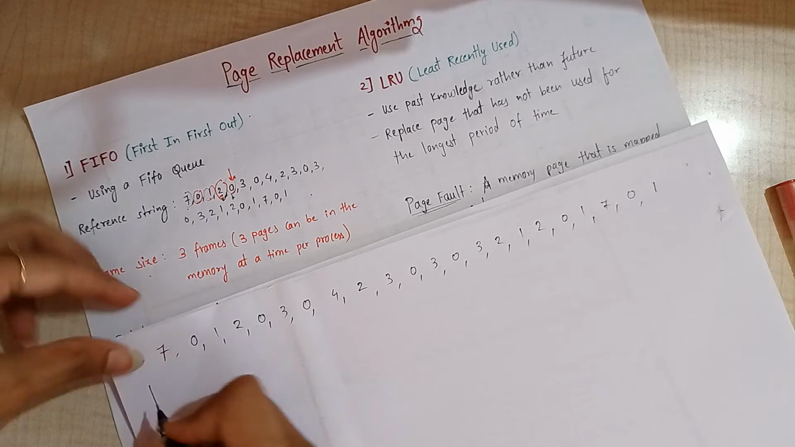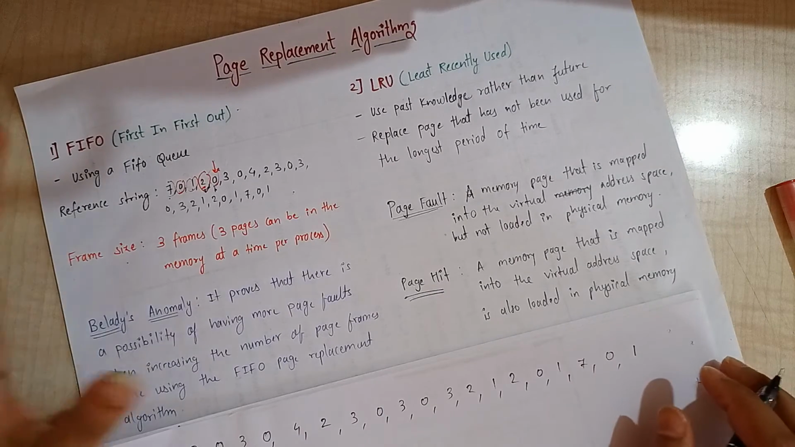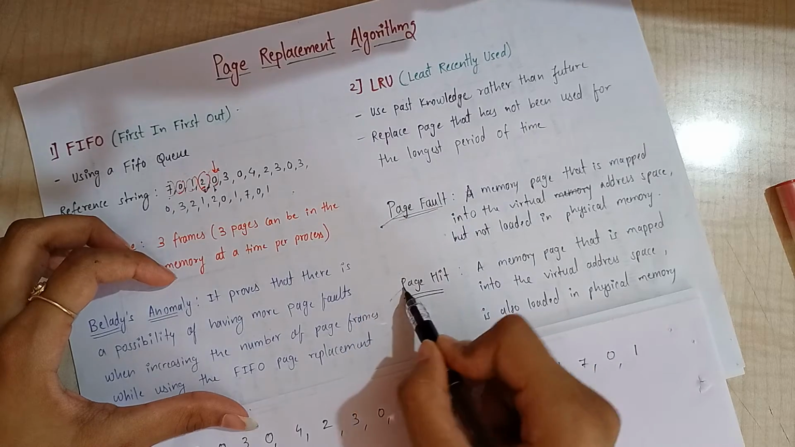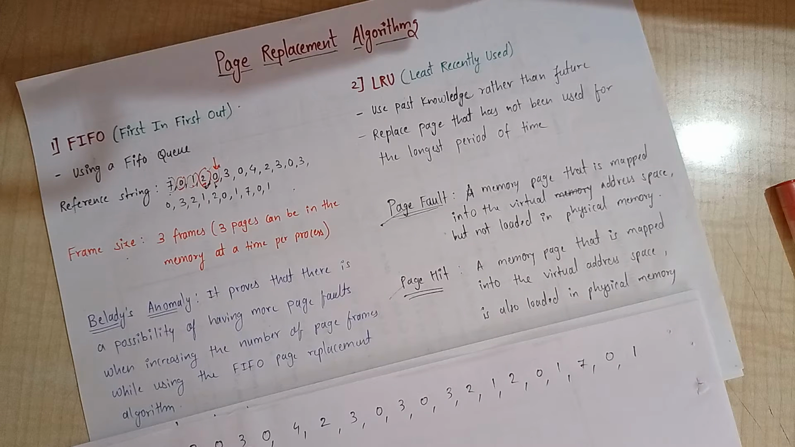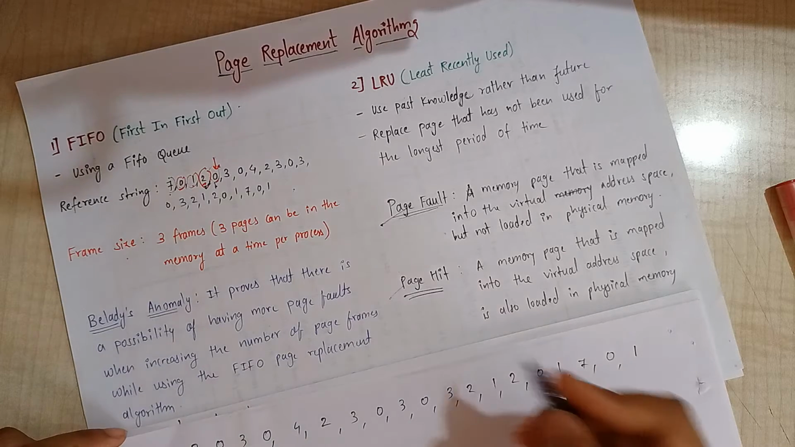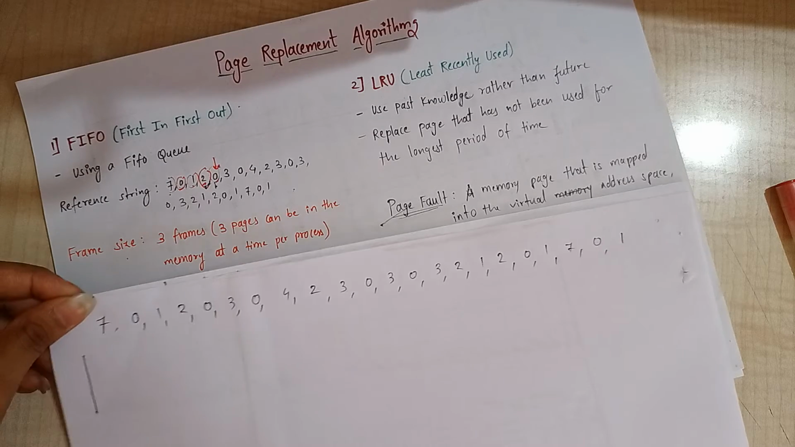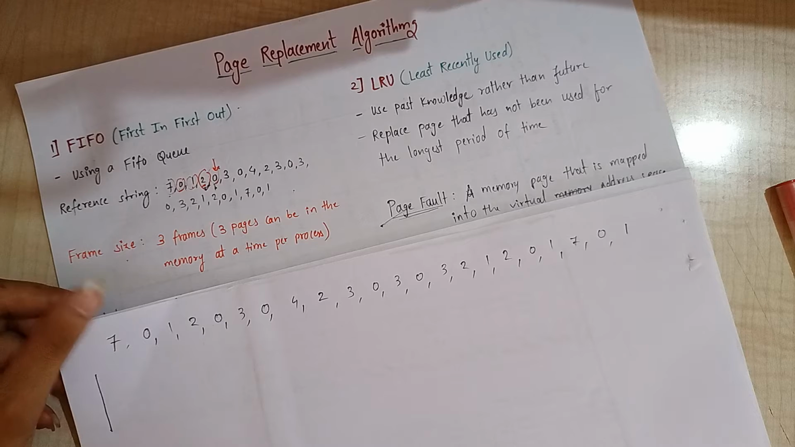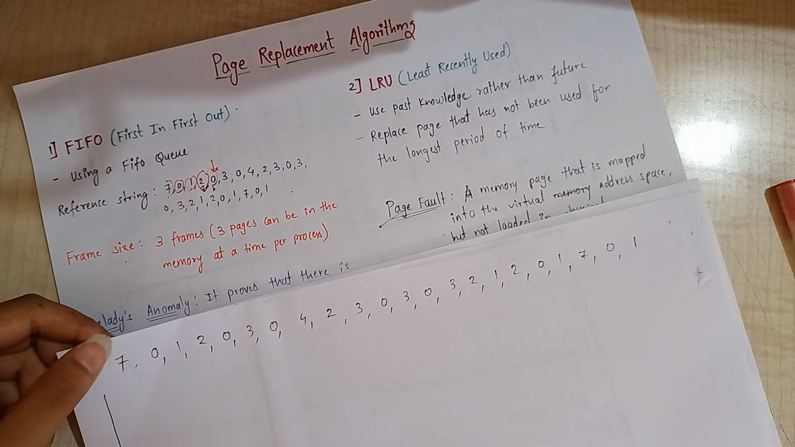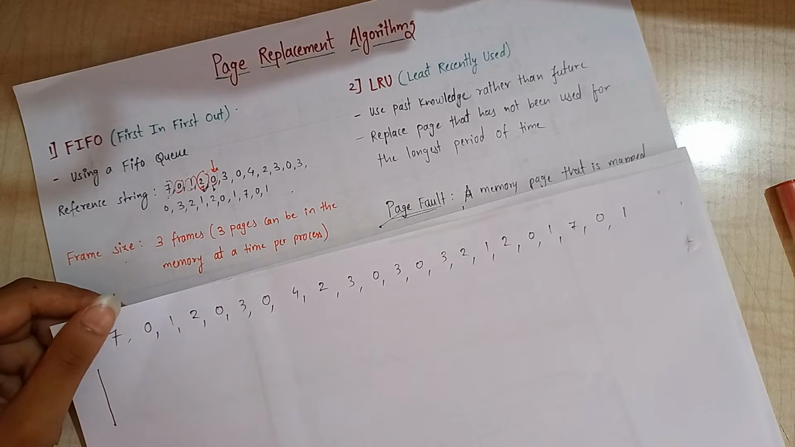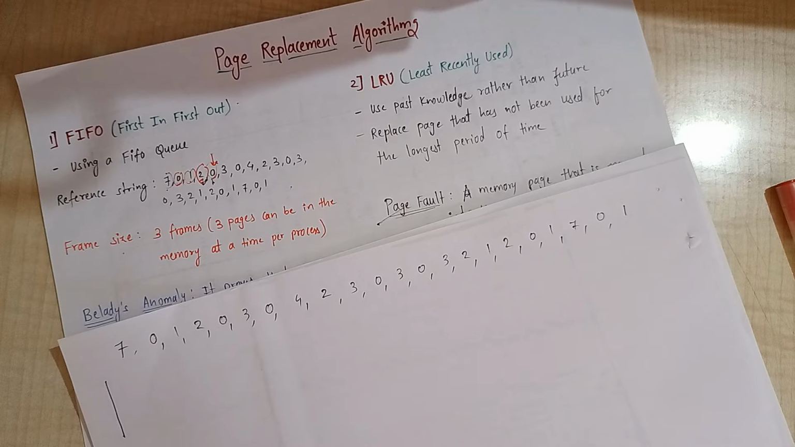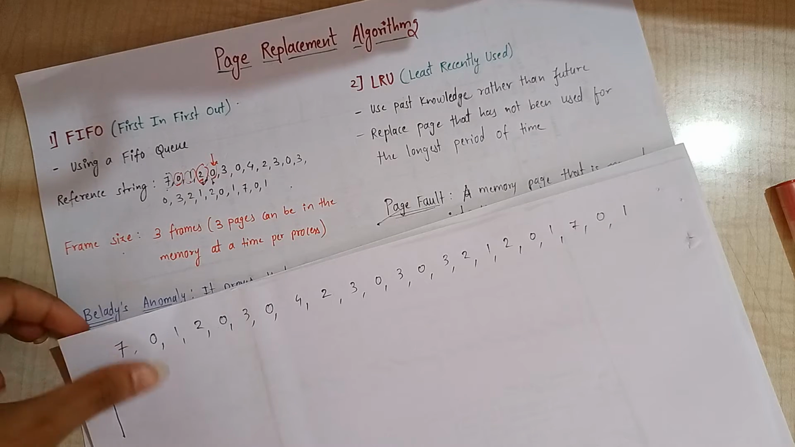First of all, there are two terminologies in FIFO, that are page fault and page hit. What does page fault mean? Talking about the literal terms, it is a memory page that is mapped into the virtual address space but not loaded into the physical memory. It means that you're searching for an element, and it is already present in the virtual address space, but it is not loaded into the physical memory. That is called a page fault. But if the element is already loaded into the frame, it is called a page hit.